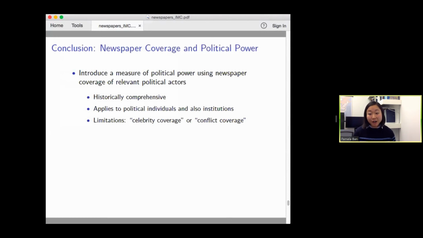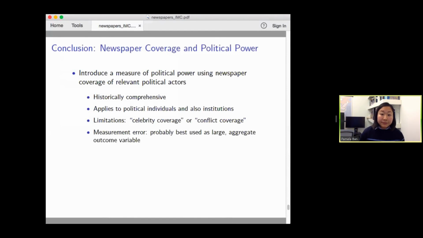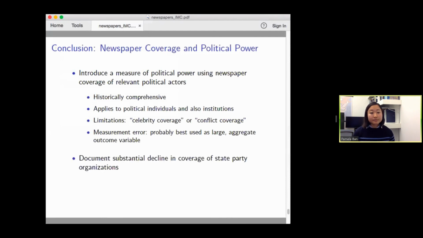We actually don't find for our purposes that scandal coverage affected the substantive results. But this type of noise might be more problematic in other applications, so you just have to be really careful about that. There is still, however, a risk of measurement error. And so we argue that a newspaper-based coverage measure is probably best used as a large aggregate outcome variable and to be used in a relative sense.